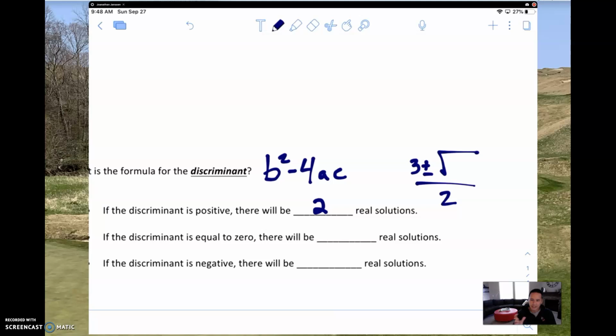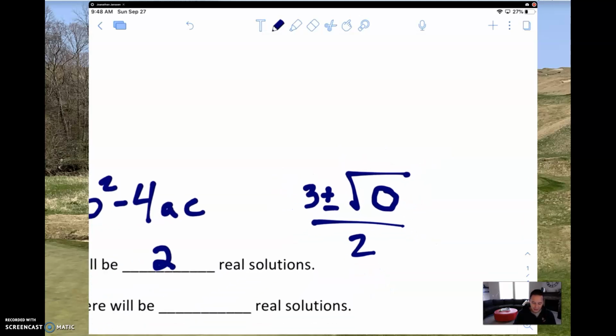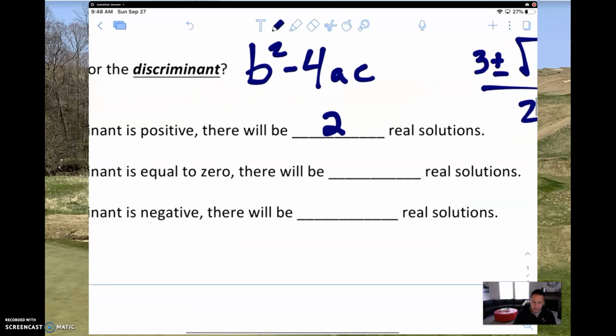But there are a couple of different scenarios that could also happen. If the discriminant is equal to 0, let's see what happens. If I put a 0 under there, then I'm taking 3 plus the square root of 0, which is 0. So 3 plus 0 divided by 2 and 3 minus 0 divided by 2. You're going to get the exact same answer. So when the discriminant is equal to 0, you just have one real solution. It's the same answer whether you use the plus or the minus.